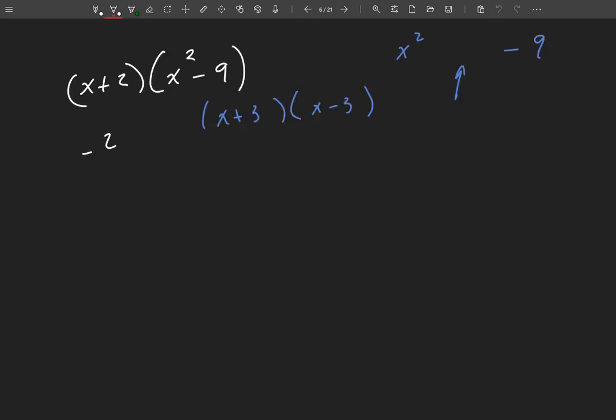All right, so back to our example. I'm going to have 3 roots. I'm going to have negative 2, negative 3, and positive 3. Okay? All right, another example.